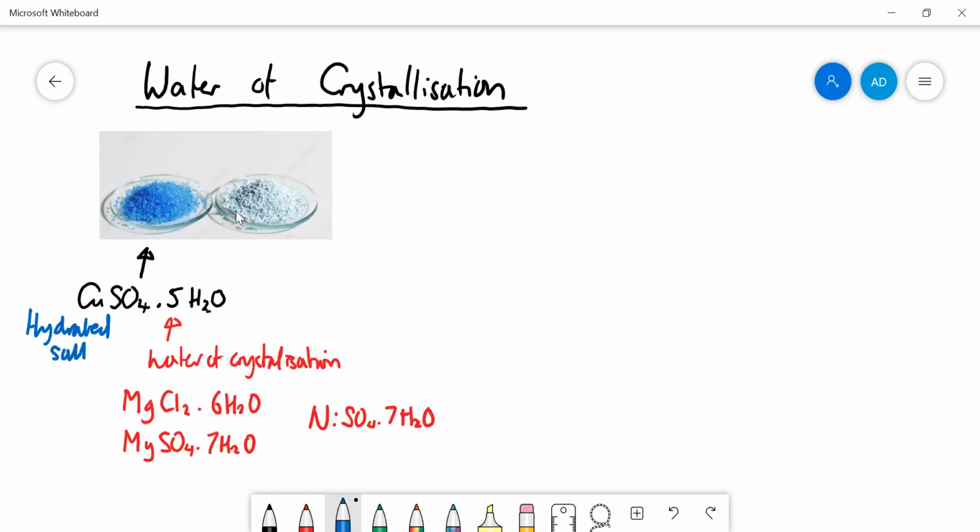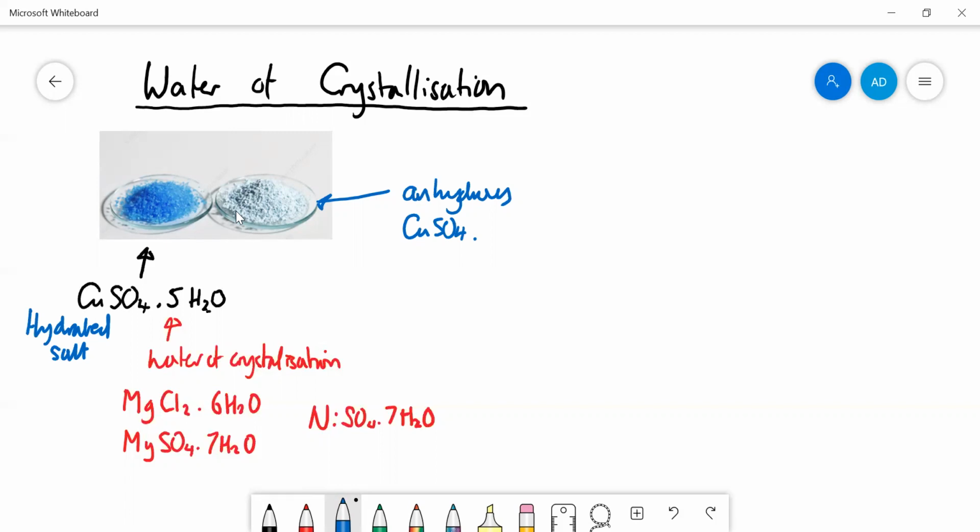You will probably have come across this towards the end of GCSE, about reversible reactions. If you heat up hydrated blue copper sulfate, you get this white stuff here, and this is anhydrous copper sulfate, so it's got no water in it, and it's a different color. It's white. If you add a little bit of water back to this, it will turn back into that blue stuff.